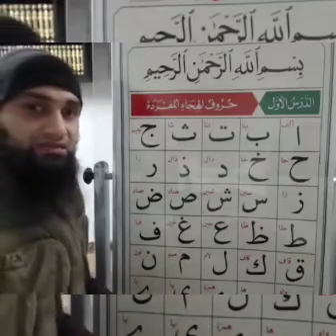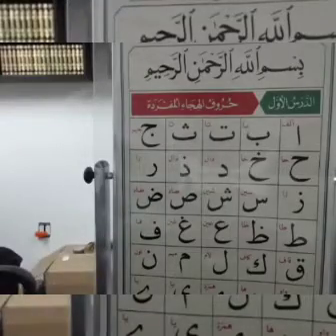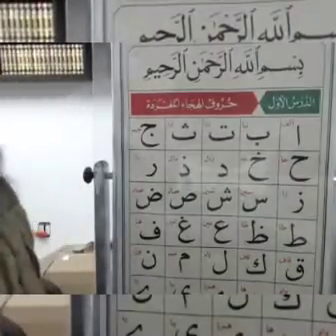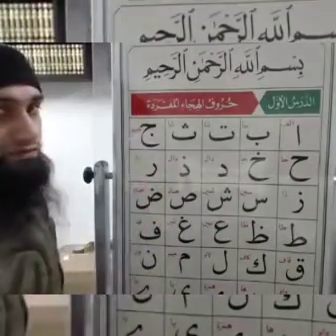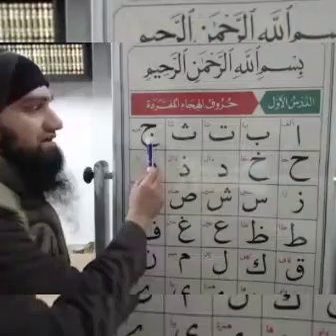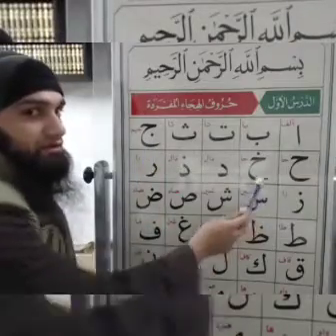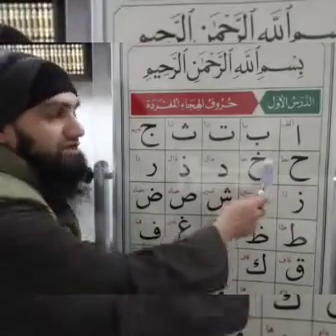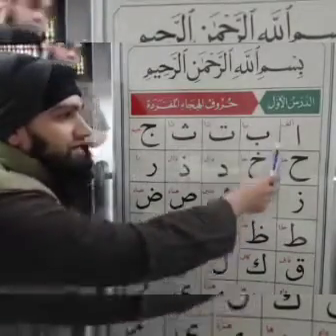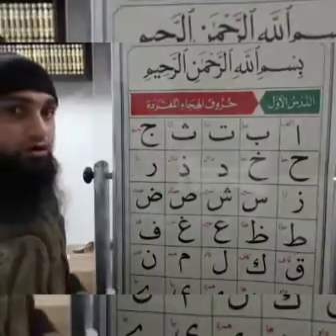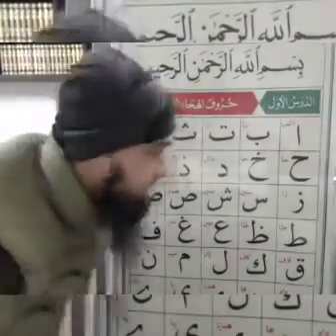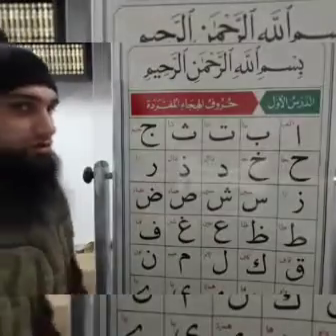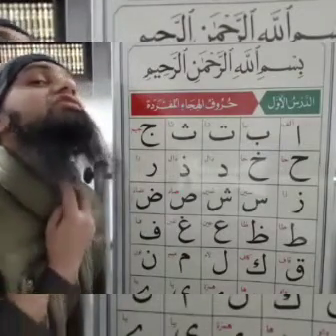Okay, now next letter. The next letter looks like Jim, but has no dot. Jim has a dot on the bottom, but this has no dot. Now this letter is also a light letter, ends with alif. So you're going to make it long. It comes from the middle of the throat.